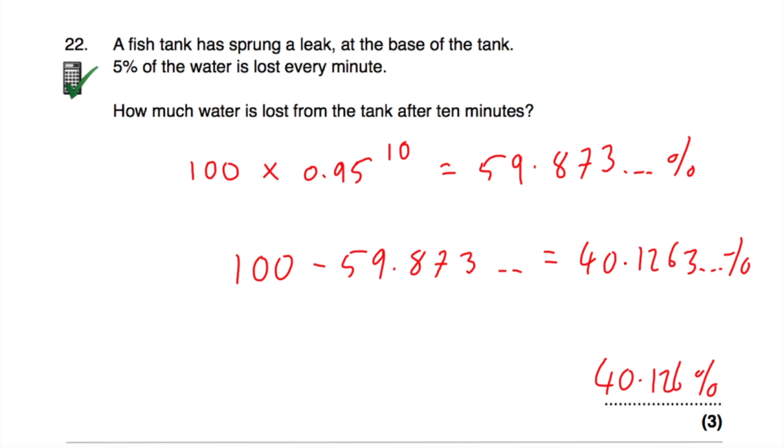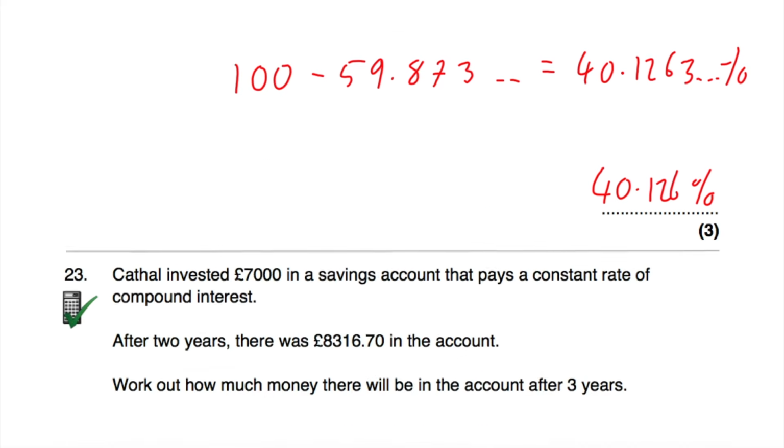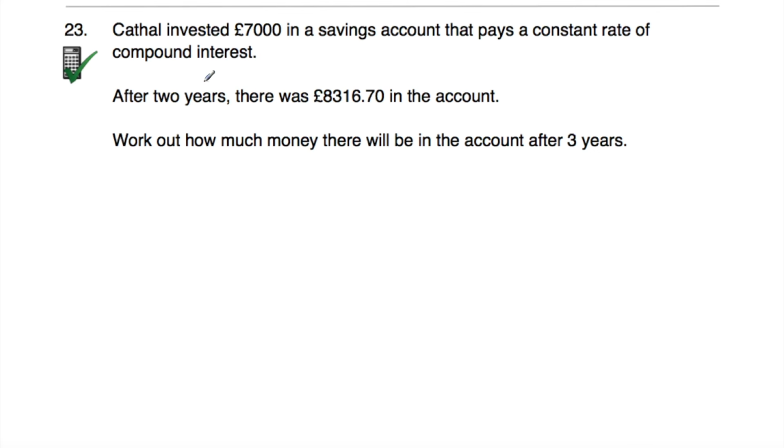And that's it. Okay, let's look at our last question, question number 23. Question number 23 says that Carol invests £7,000 in a savings account that pays a constant rate of compound interest. And after 2 years, there's £8,316.70 in the account. And the question says, work out how much money will be in the account after 3 years.